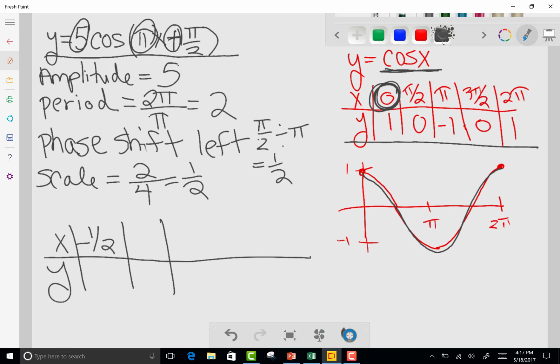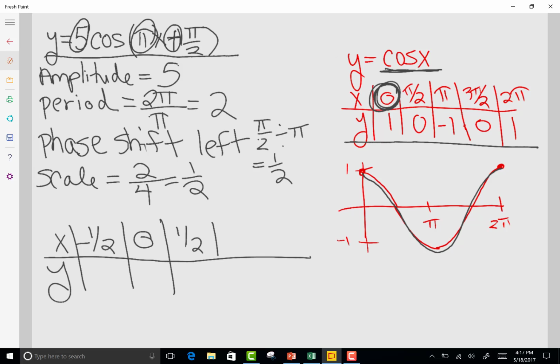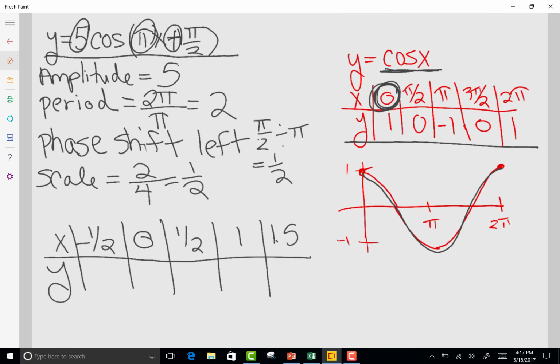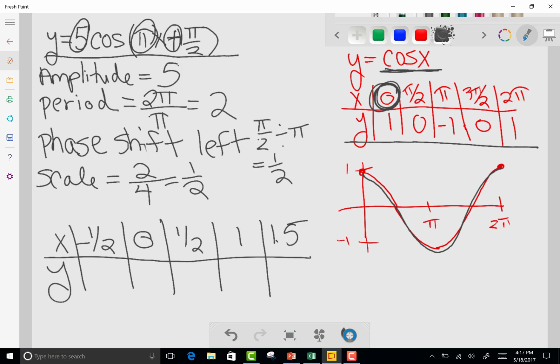So -1/2, if I add 1/2, that's going to give me 0. Then if I add 1/2 again, that's going to give me 1/2. If I add 1/2 again, that's going to give me 1. And then if I add 1/2 one more time, that's going to give me 1.5. So there are my key x values.